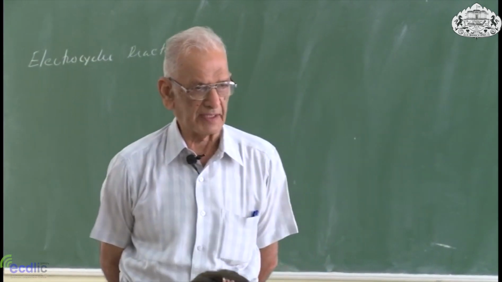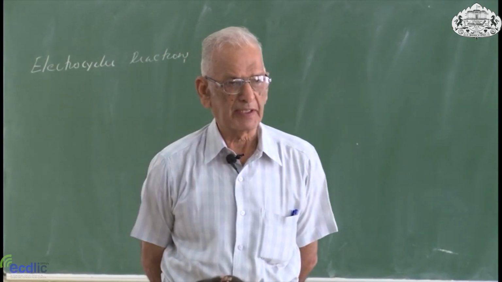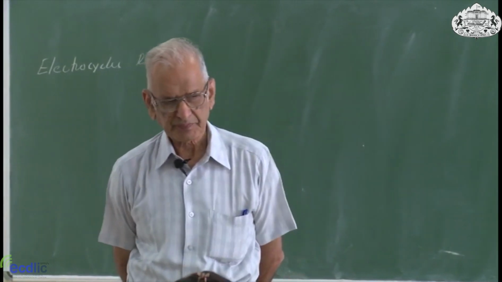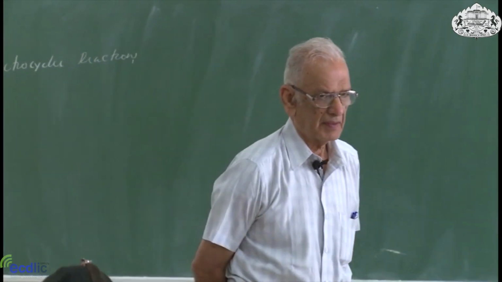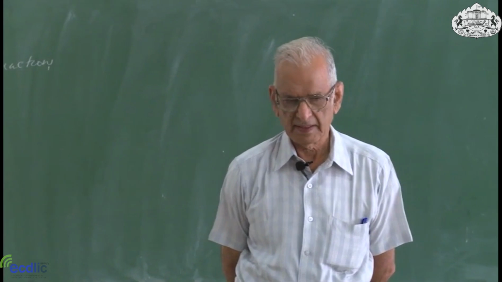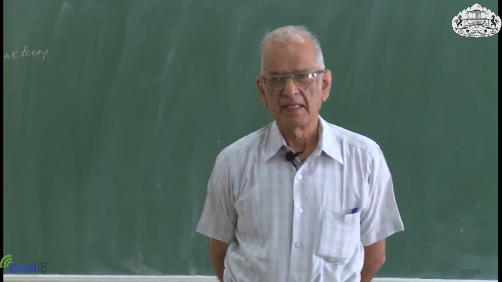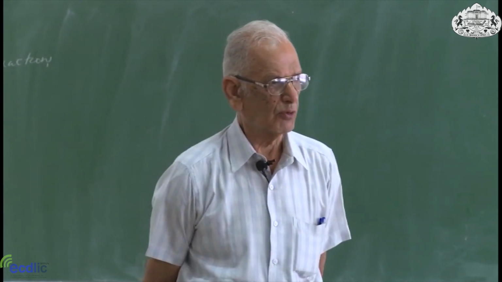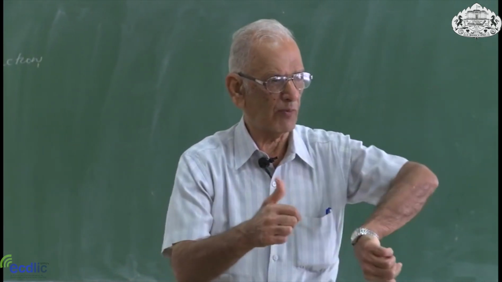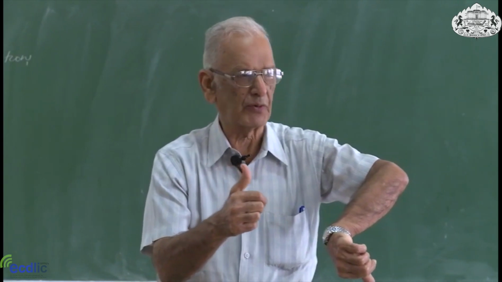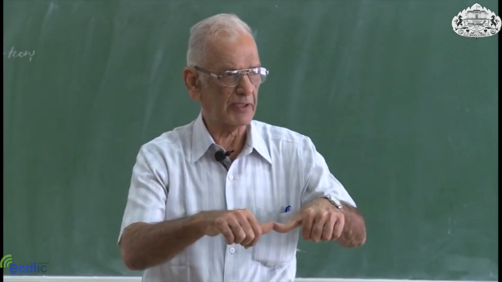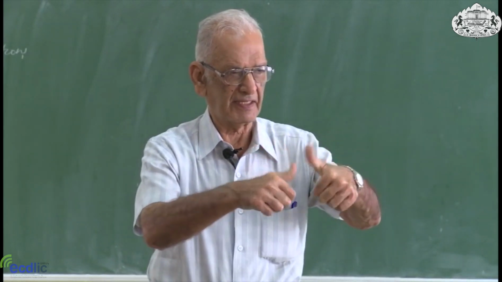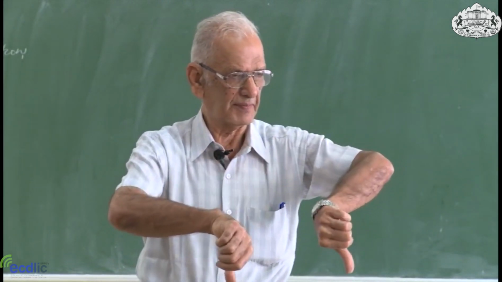conrotatory and disrotatory. In a conrotatory, you move both bonds in clockwise manner or move both bonds in anti-clockwise manner. That's your conrotatory process. In a disrotatory process, you move the two thumbs in opposite directions, either both upwards or both downwards.